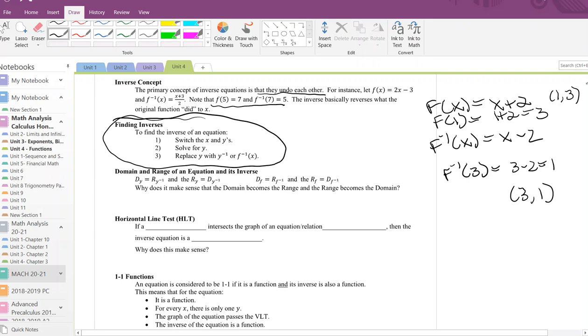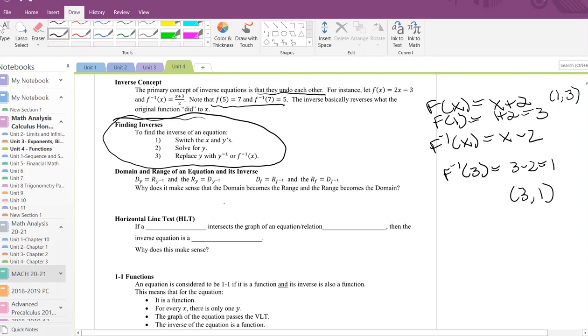This is what we're talking about here with the x's and y's switching. So if I know the domain of the equation, that's the same as the range of the inverse, and the range of the equation is the domain of the inverse. Basically the domain and range flip for the function and the inverse.